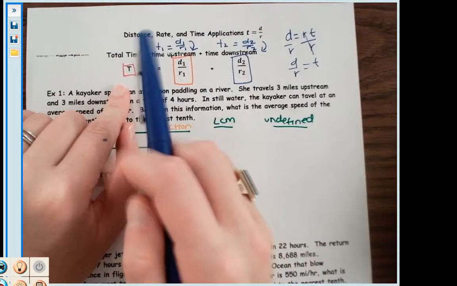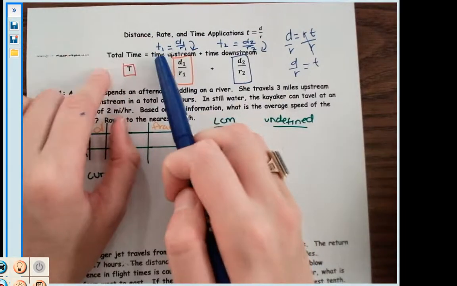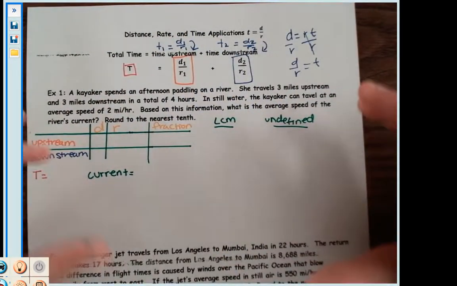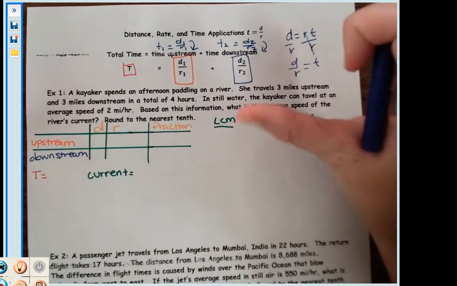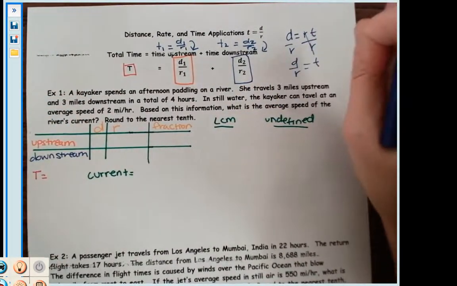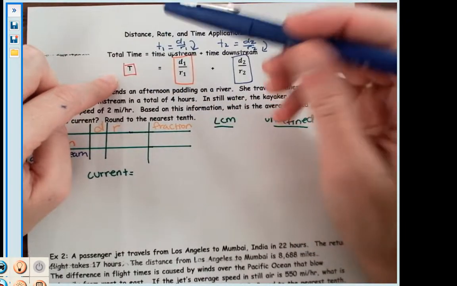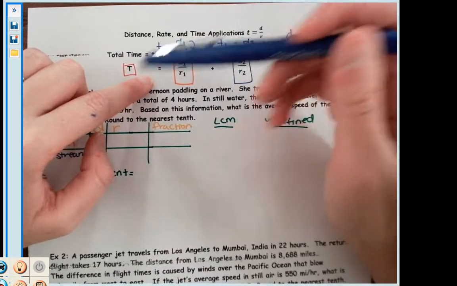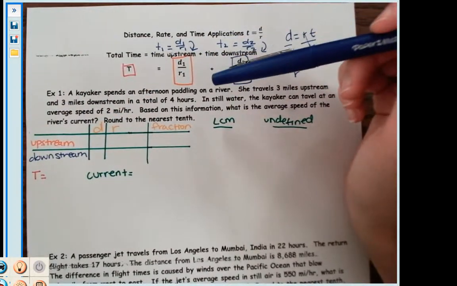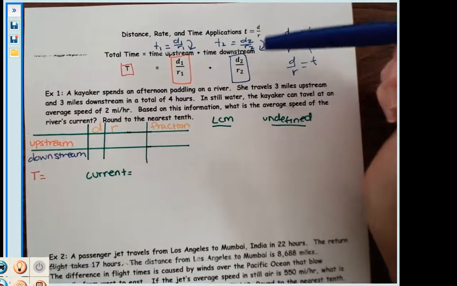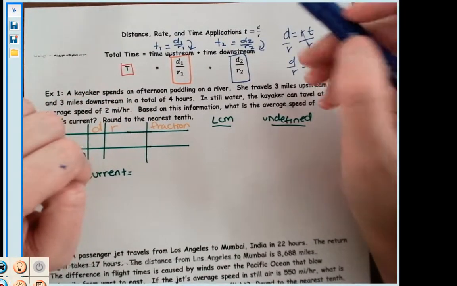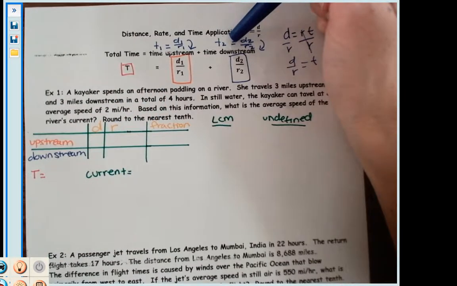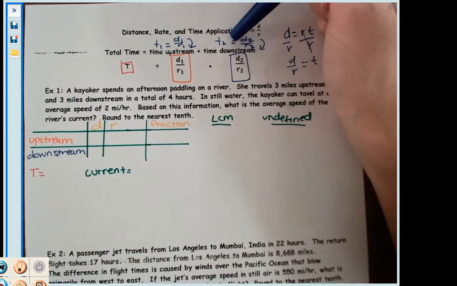Okay, so that's where that equation came from. All right, and the equation we're going to be focusing on today is our total time. So something's going to be going on, and it's going to take a total amount of time for this person to get whatever they're doing done. So that's our big T. Our total time equals the time it takes upstream, or against some sort of force, so against the current, against the wind, something of that sort, plus the time downstream, or the time with the current or with the wind, etc.